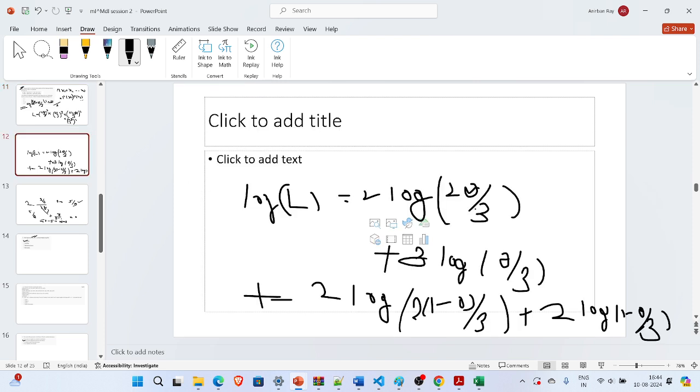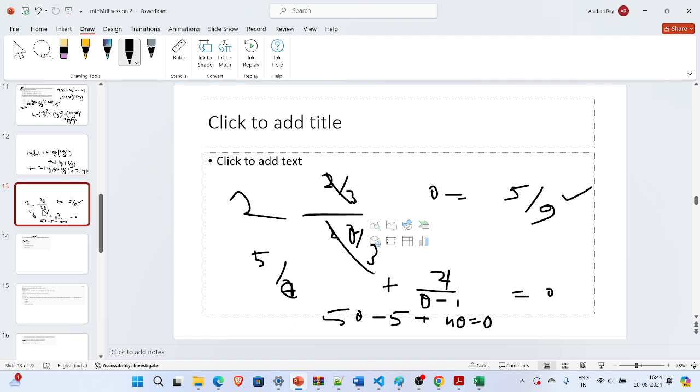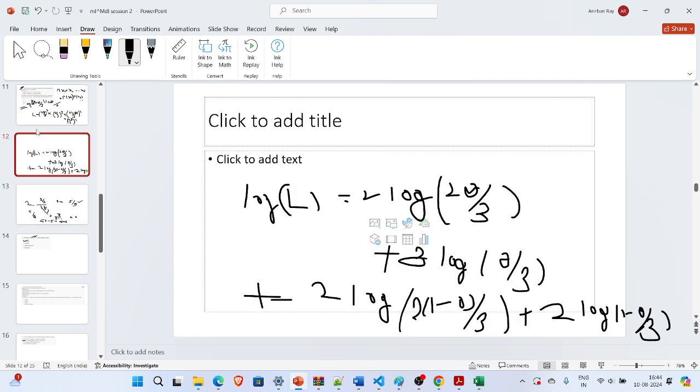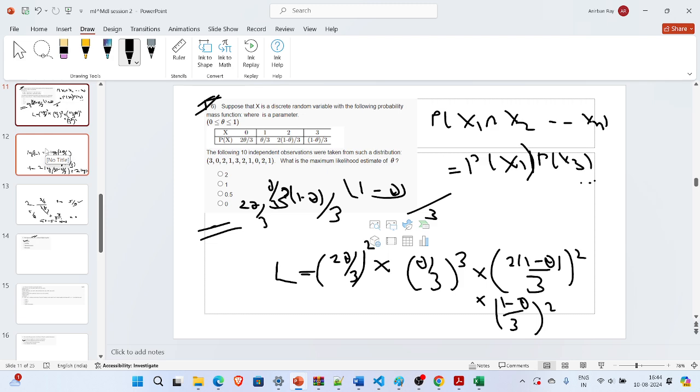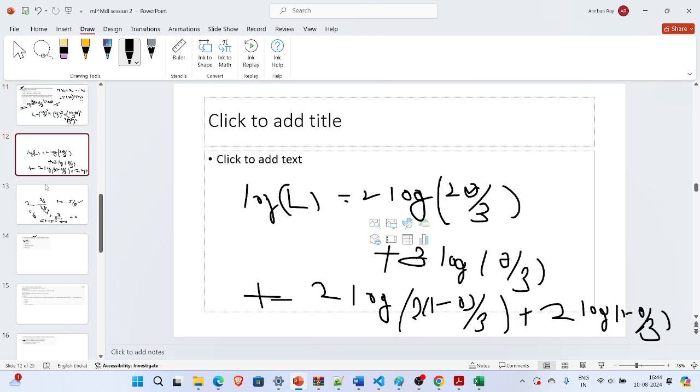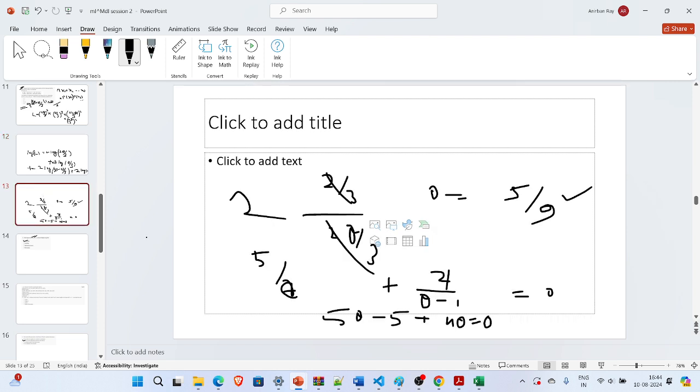2 log of 2 by 3, the 3 comes out. The last part, I think 2 log 1 minus theta by 3, has to be checked. I think it is minus, I don't know. The last part should be minus 2 by theta minus 1. Maybe I'm wrong. Let's see. We take the derivative, and minus comes out. Then I will reverse this order as well.